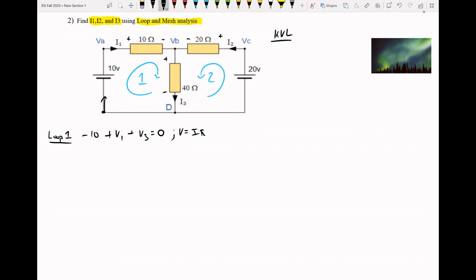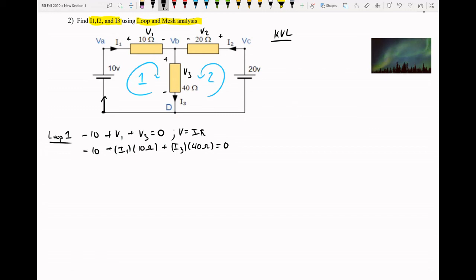so if we go through here and we rewrite these out, so -10, replacing the voltages, plus I1. V of 1 is going to be, this is V of 1, this is V of 2, and this is V of 3. This will be 10 ohms for that R1. Then we'll do plus I of 3 and 40 ohms. Okay, so it's the current that passes through the resistance.